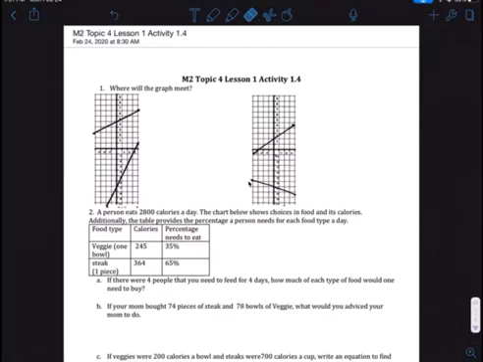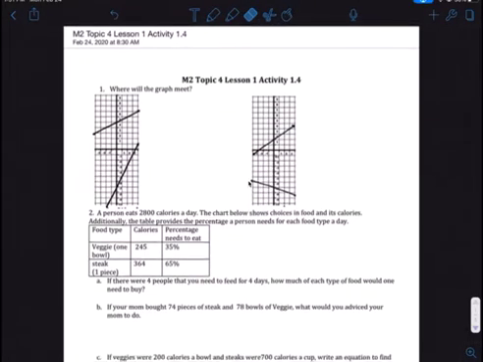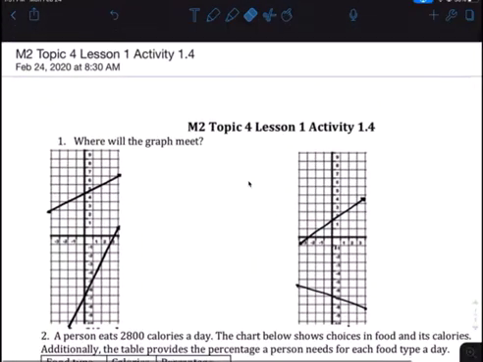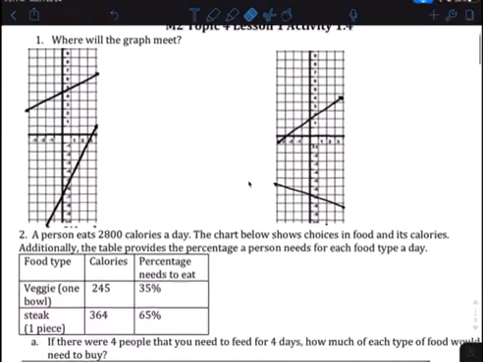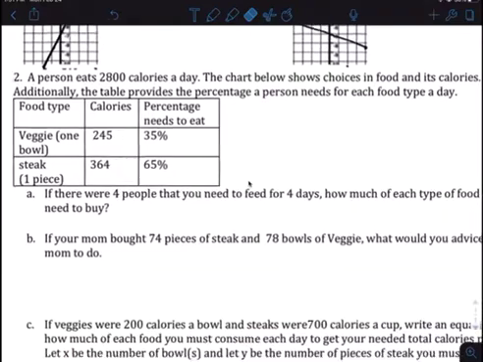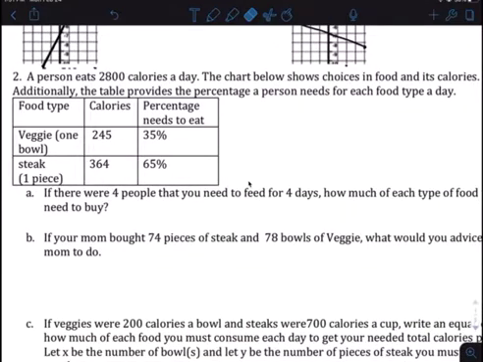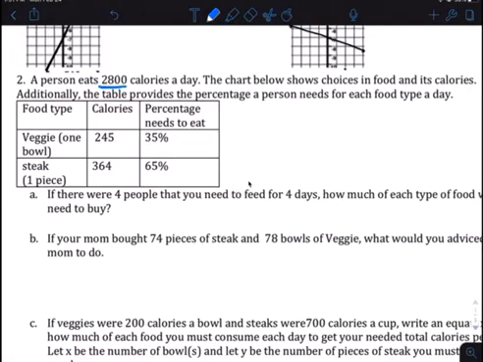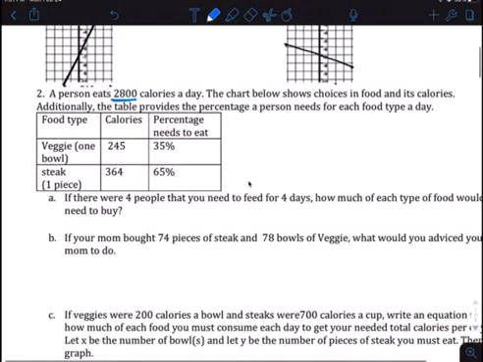This is your homework for tonight. Most classes we finished number 1. Number 2, not every class did. So 2,800 calories a day. The chart below shows choices in food and their calories.